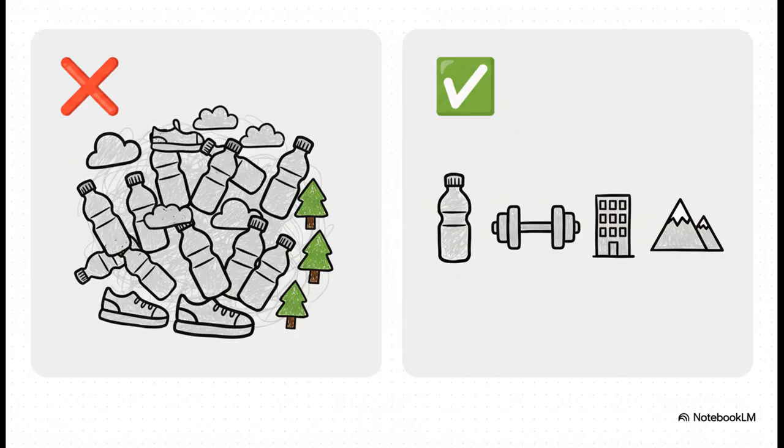Look at the wrong example. It's just full of repetition. The word bottle appears over and over again. The right example, on the other hand, is clean, it's relevant, and it's way more effective. Just remove the duplicates, cut the fluff, and focus on the most important terms. You'll stay under the limit and be error-free.